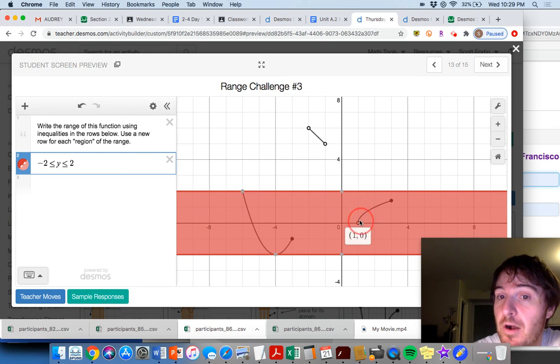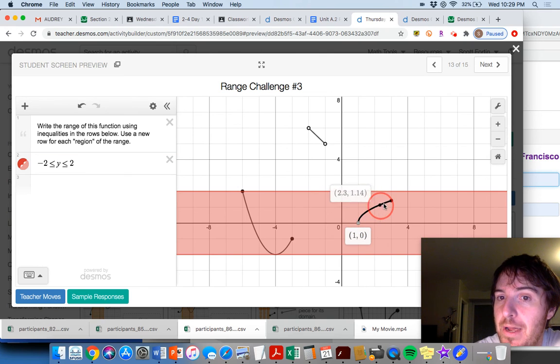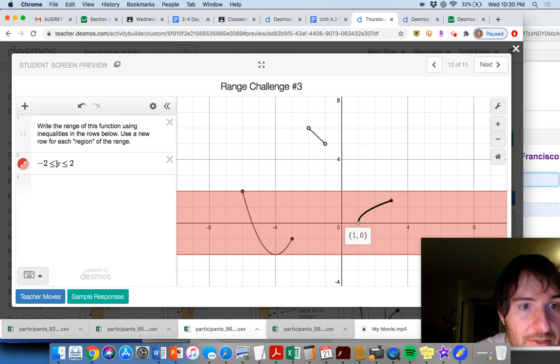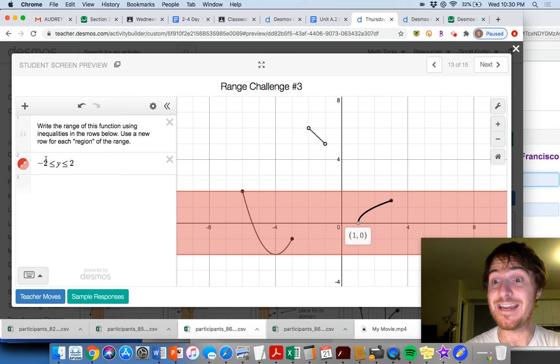Well, this one, our outputs are all between what and what? All between 0 for our y all the way up until like 1.5 or so. So here we've already said 0 is less than or equal to y, which is less than or equal to 1.5, because here 0 and 1.5 are between -2 and 2.